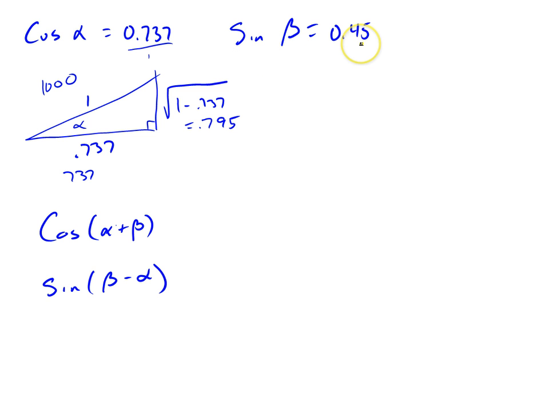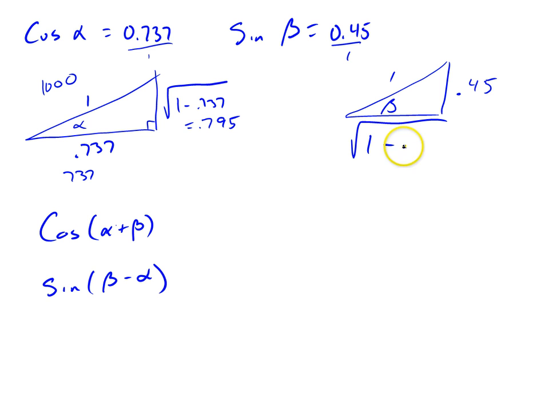Similar thing over here for beta, but this time they tell me the sine. So if this is angle beta here, they tell me the sine, which is the opposite divided by the hypotenuse. Again, I'm thinking of the hypotenuse as 1, and this is a 0.45 over there. So I'm going to use my calculator and do 1 squared minus 0.45. Whoops, I didn't put squared there. I said squared, but I'm squaring that.